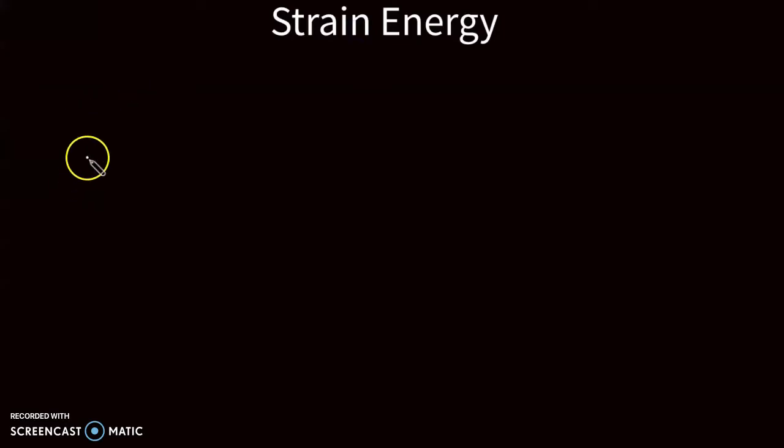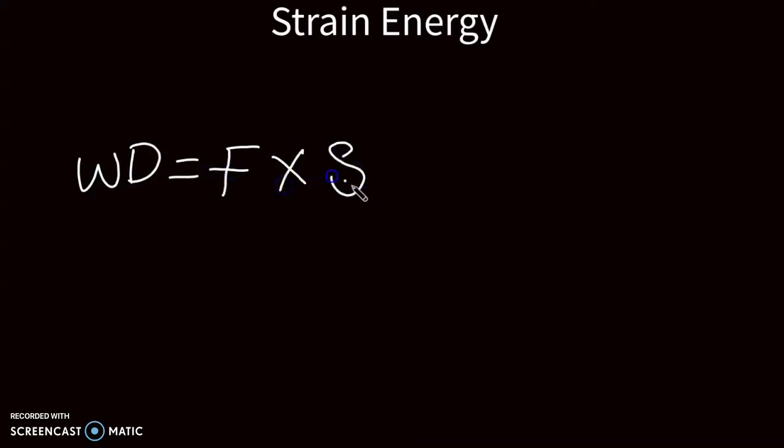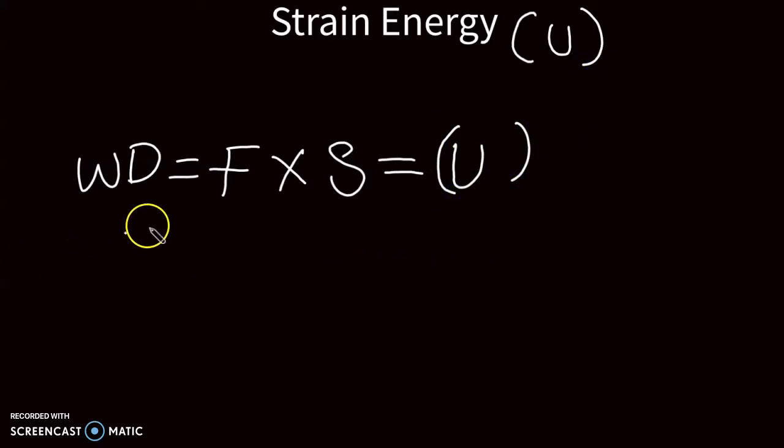Strain energy is equal to work done. We know work done is given by the force times the distance moved. This will be equal to our strain energy, which is represented by the letter U. But now, instead of using the final force or the maximum force, here we are going to use the average force. Why?